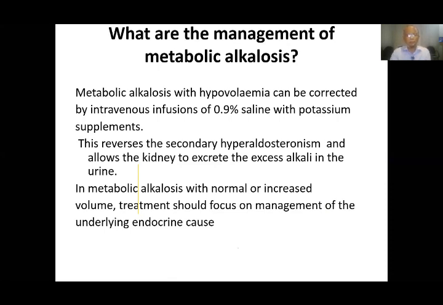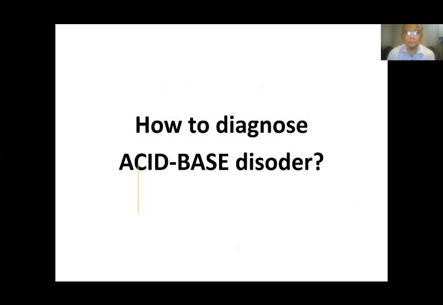In metabolic alkalosis with normal or increased volume, treatment should focus on management of the underlying endocrine cause. Say, in case of prolonged vomiting in gastric outlet obstruction, the main management will be replacement of sodium chloride by crystalloid solution, 0.9% sodium chloride solution. If renal function is okay, that will automatically correct the metabolic alkalosis.